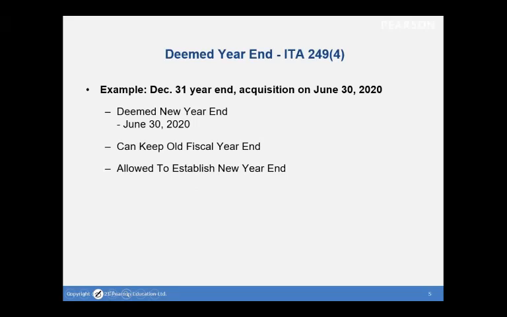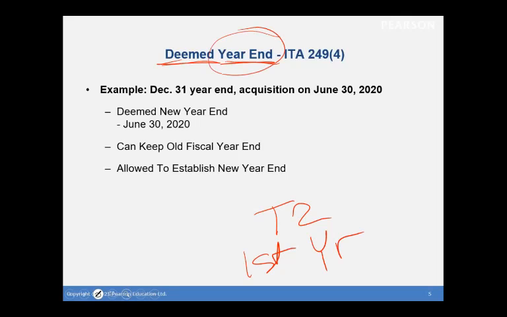Now, one of the rules here that kicks in when control changes is that we have to have what we call a deemed year end. If we take a step back, corporations can choose a year end. The first year that you file a corporate tax return, which is called a T2, is when you're going to decide and pick a year end date.